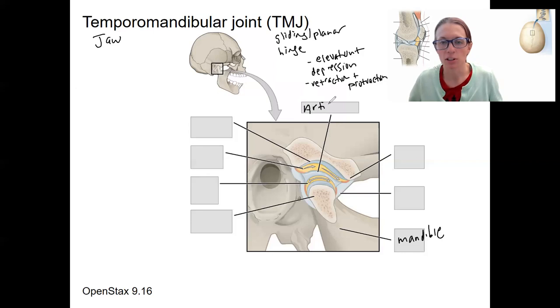Here's our articular disc. Remember, the meniscus of the knee is another example of an articular disc. Okay, here is our articular capsule. So this is a synovial joint. It has an articular capsule that has a synovial membrane as part of it with synovial fluid. So this joint actually has a superior and inferior cavity to it. So this is the joint cavity, and the inferior, that are separated by the articular disc.